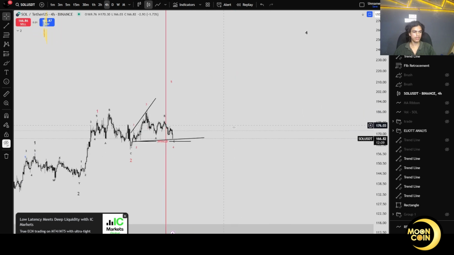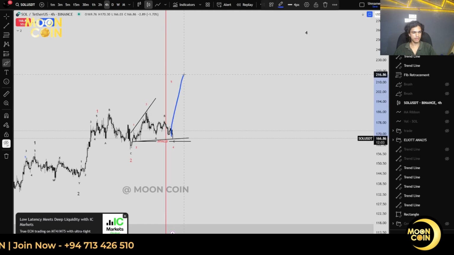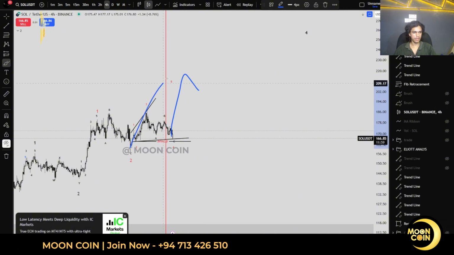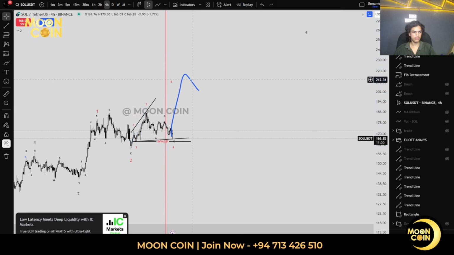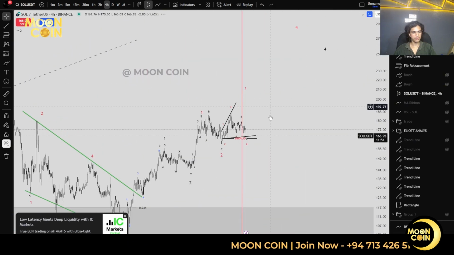If it bounces from this level, we can consider that the market should make a fifth wave like this, an impulse wave, and 1. Then it completes a wave 1, 2 and 3. The market goes that way. So for now I am bullish on this market.